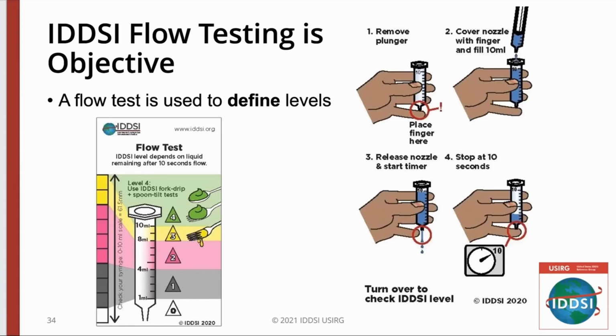Stop the flow at 10 seconds and check to see what amount of liquid, if any, is left in the syringe. This will determine the IDDSI level for the fluid. Look at the flow test card on the left for measurements of slightly thick, mildly thick, moderately thick. Extremely thick liquid, level 4, cannot be tested with the flow test.